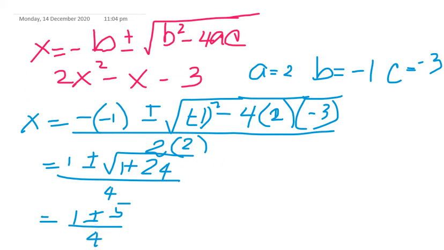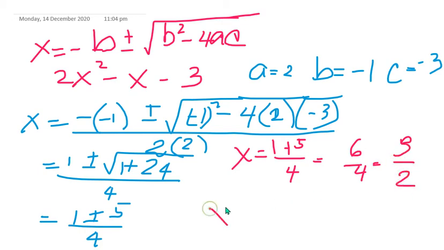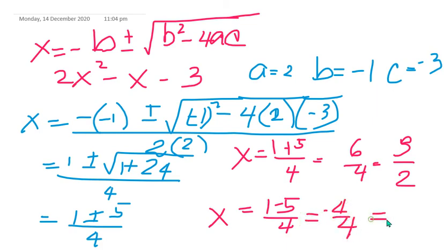And then we have now the roots. Equals 1 plus 5 over 4 equals 6 over 4, or in lowest terms, 3 halves. And the other root, we have 1 minus 5 over 4 equals negative 4 over 4. Therefore, x is equal to negative 1. Okay?